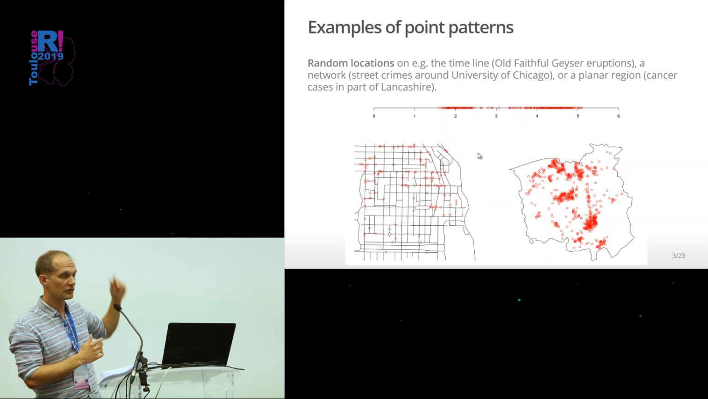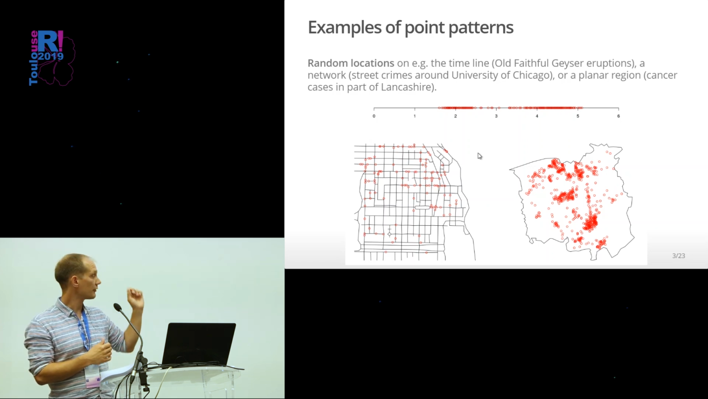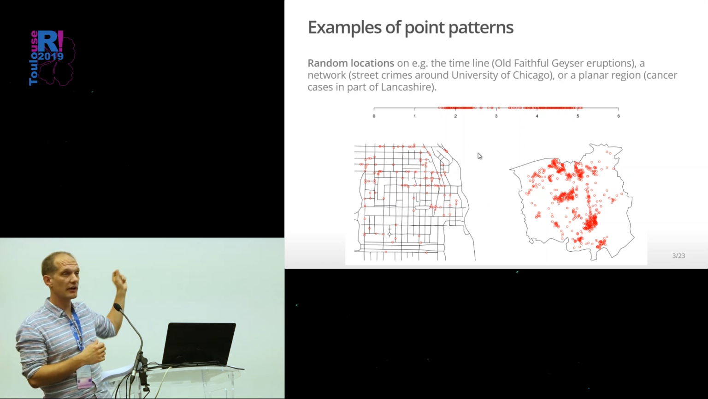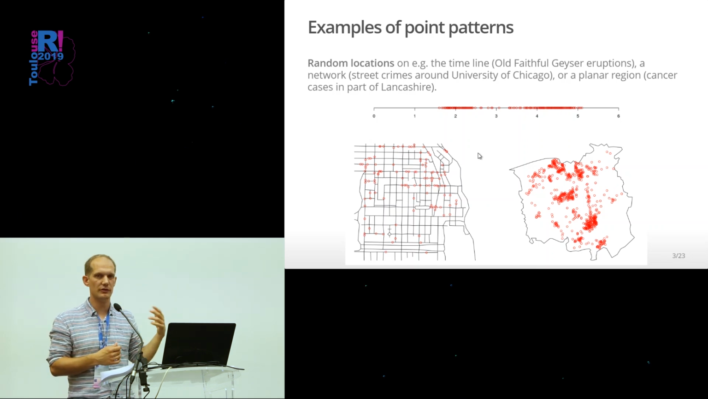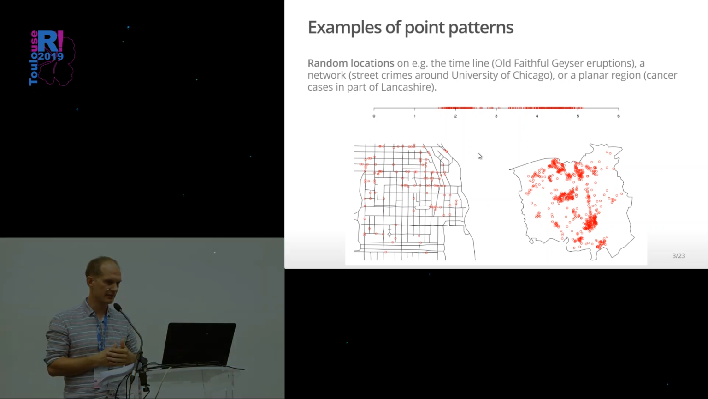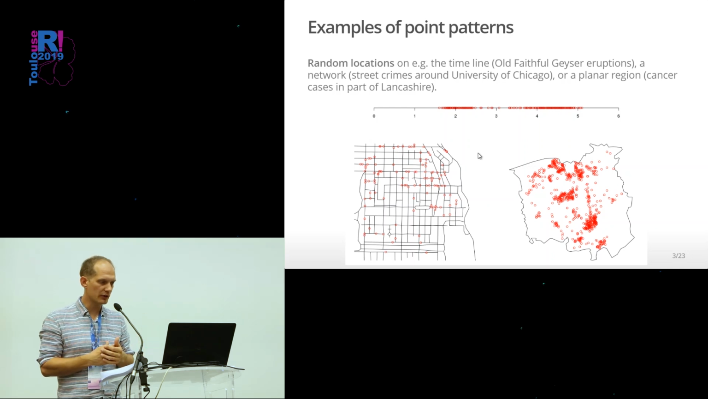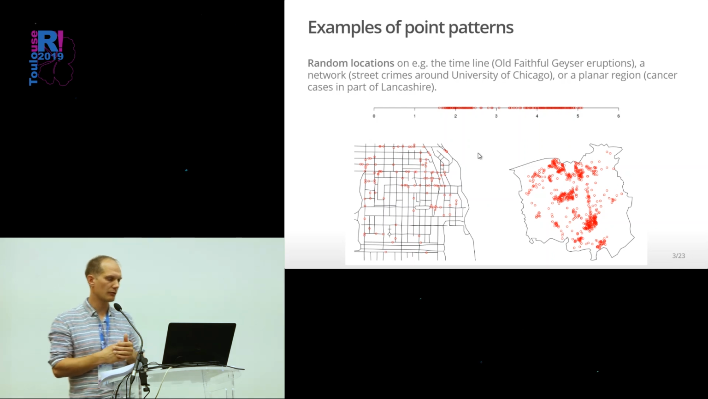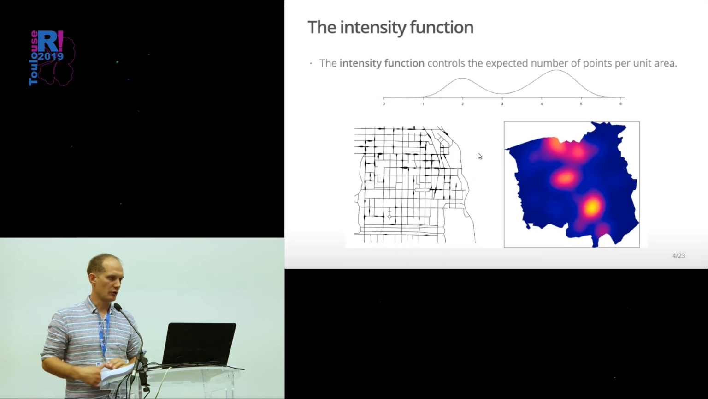These are street crimes around the University of Chicago from a specific 2-week period, and the red circles indicate where a street crime occurred. There's additional information about what type of crime it was, but I've discarded that here. And then finally, there's a spatial region, a polygon, where we have occurrences of where people live that have been diagnosed with a specific type of cancer. Again, it's actually two types of cancer. I discarded that here. That's not important for my purposes.